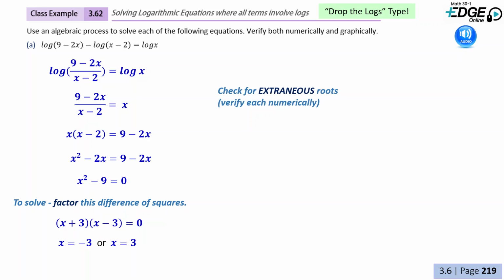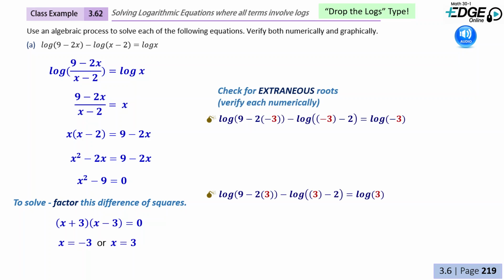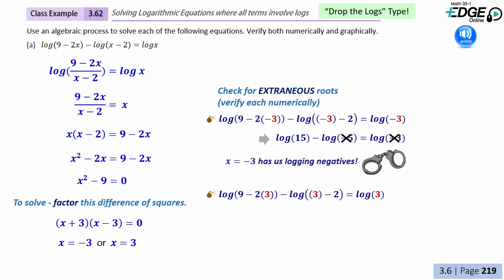But now we need to check for any extraneous roots. So let's try throwing negative 3 into the original. This would simplify to the following, where these two logarithms end up taking the log of a negative number. So x is equal to negative 3 has us logging negatives, which is not allowed. So x is equal to negative 3 is extraneous.